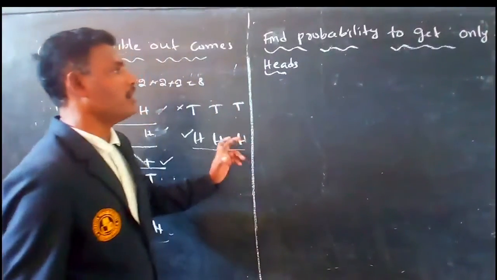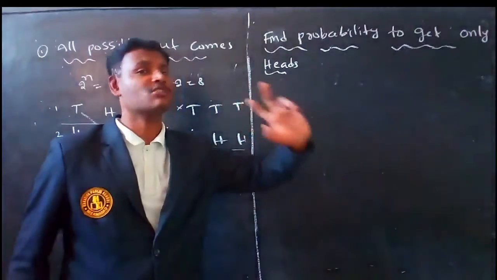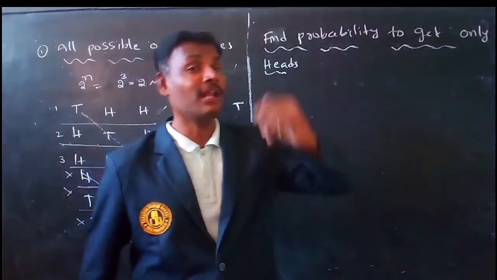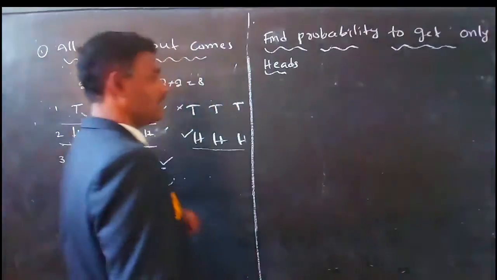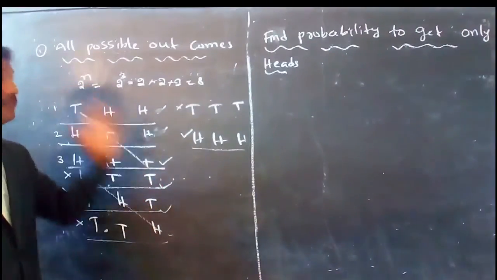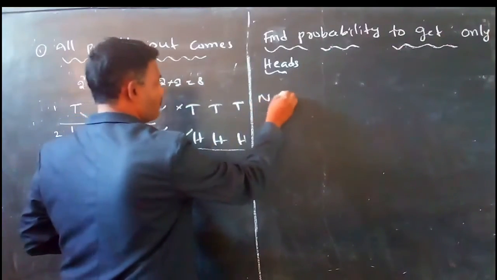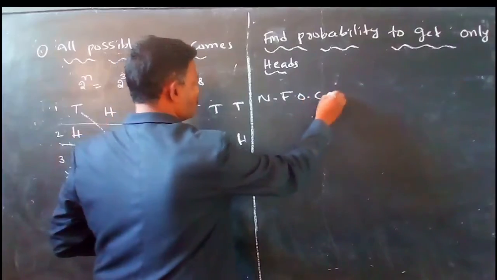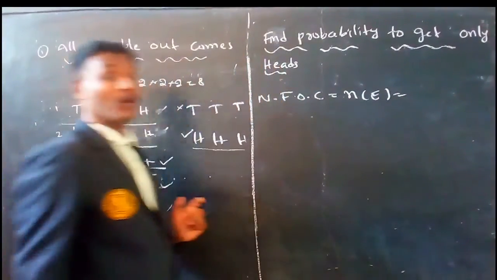Find the probability to get only 2 heads. In the previous question, it was at least 2 heads, which means we can take 2 or more than 2. But here I need only 2 heads. So take the conditions which satisfy the given condition. Here, the number of favorable outcomes to the given event, N of E, is equal to getting only 2 heads.